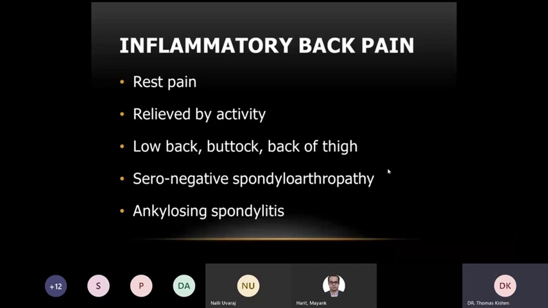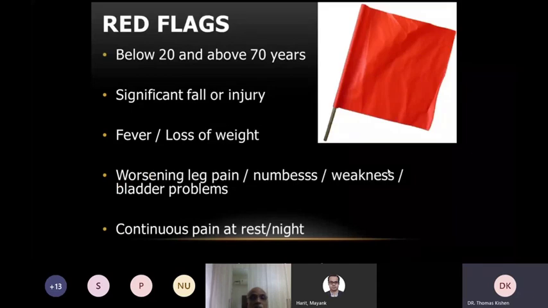And one thing to remember, if somebody comes with inflammatory back pain, is the possibility of seronegative spondyloarthropathy in the form of ankylosing spondylitis. And if it is very early stages, an MRI of the sacroiliac joints may pick up edema in the sacroiliac joint, signifying seronegative spondyloarthropathy. So that's something that you need to remember. So there's mechanical pain and there's inflammatory pain, and then there are the red flags.